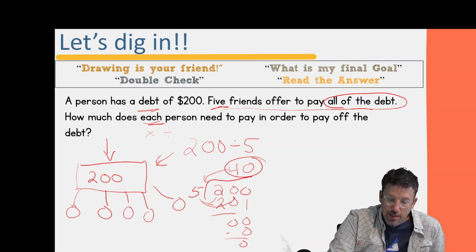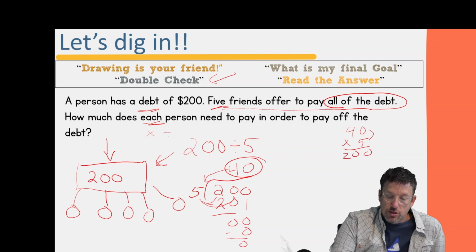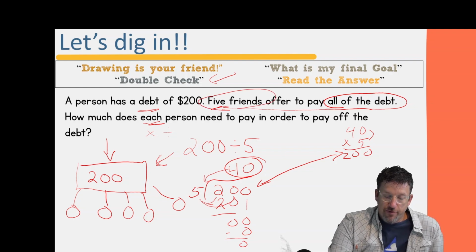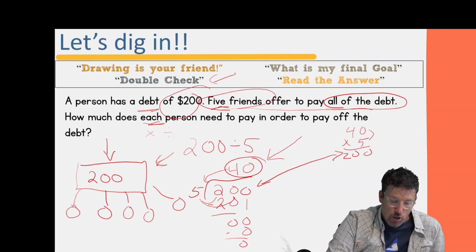Let's check and make sure our answer makes sense. The opposite of division is multiplication. So let's take 40 and multiply it by 5. 5 times 0 is 0. 5 times 4 is 20. Bingo, it worked. Does the answer make sense? Are we answering what they want to know? 5 friends each pay $40 to pay off the $200. Good work, y'all. Good work.